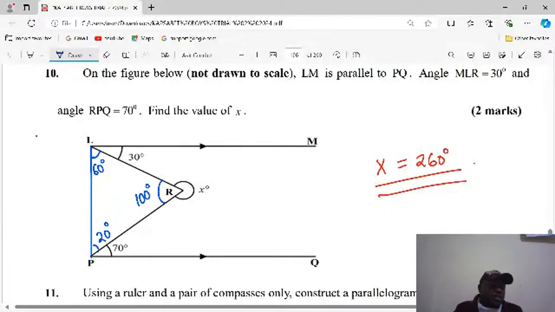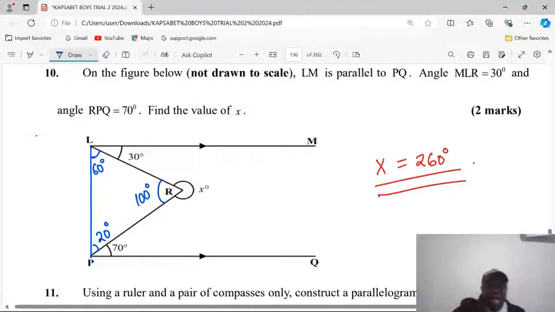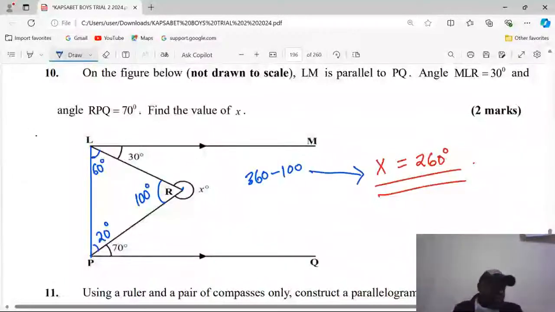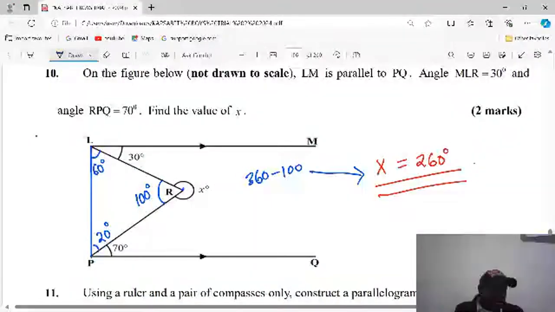Now that that angle is 100 degrees, we can also ask ourselves a simple question. If R is a point, we know that angles at a point must add up to 360, and we are having 100 on the side of R, which means the other angle now, Q, is going to be 360 minus 100, again giving us the same value. So we can use such an alternative.